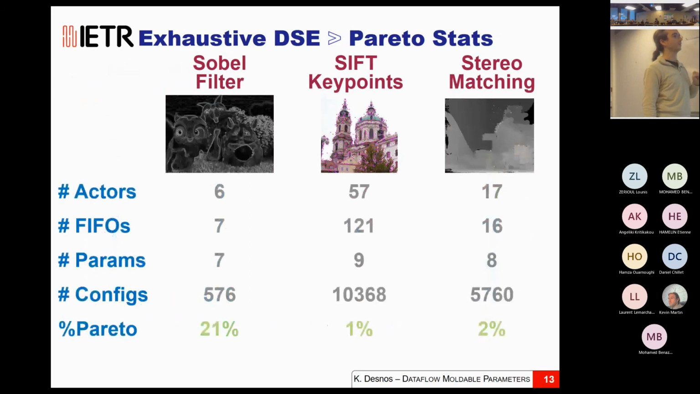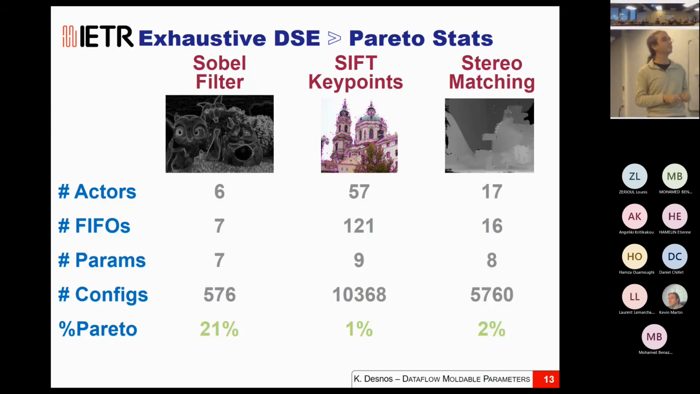Now let's see a bit more of statistics on the results that we have observed. On the three applications, the result that I am presenting on this slide is the last row of the table. This is the number of configurations that we have explored that lead to a solution on the Pareto front. For the Sobel filter, which is the smaller application, 20% of all configurations are on the Pareto front. This is a very simple application, so this was to be expected.